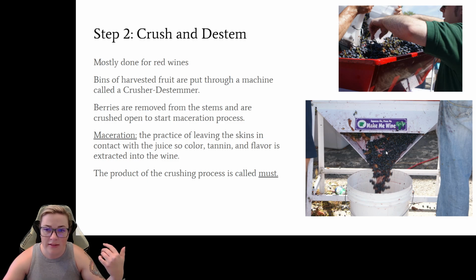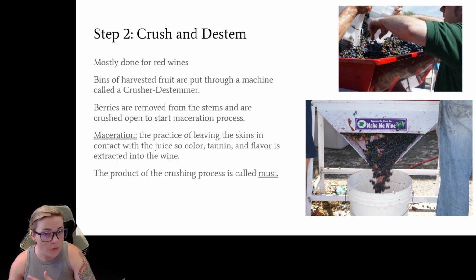The grape skins, juice, and seeds come through, and these grapes are crushed open. All the juice is pouring out. It's going into a bucket. That bucket will go into a larger container where they'll do a whole fermentation, right? So that's the process of the crusher destemmer.